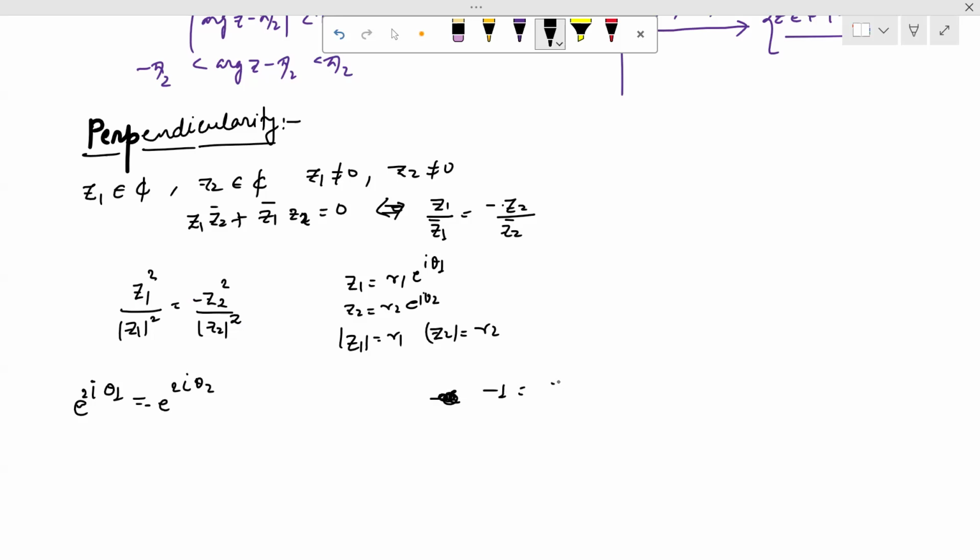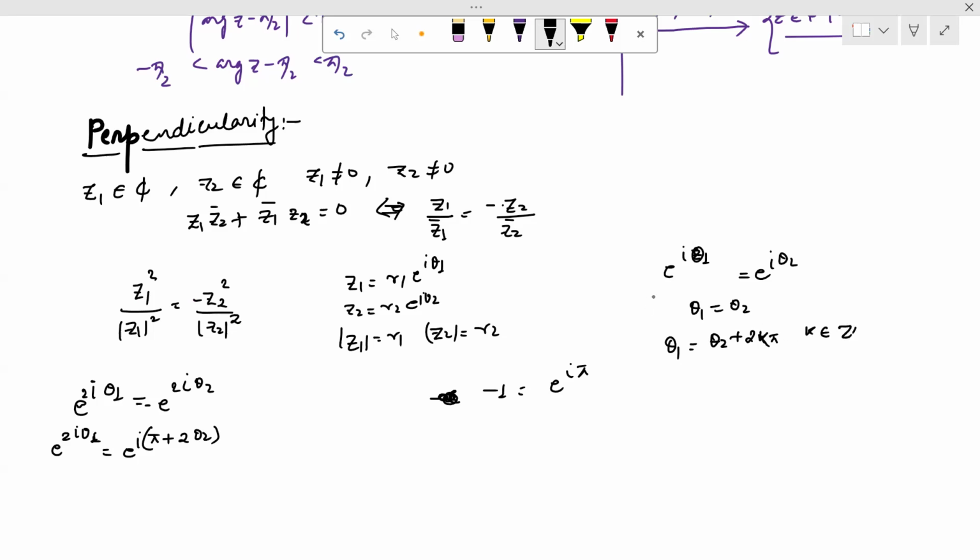minus 1 can always be written as e to the power iota pi. So I can always write it this way. So it will give me e to the power iota theta 1, and in fact, you can write this as e to the power iota (pi plus 2 theta 2). Always remember, whenever you compare these two arguments, for example if you have e to the power iota theta 1 and e to the power iota theta 2, then theta 1 equals theta 2 is fine. But the most general solution would be theta 1 is equal to theta 2 plus 2n pi, or 2k pi, whatever you wish to write.